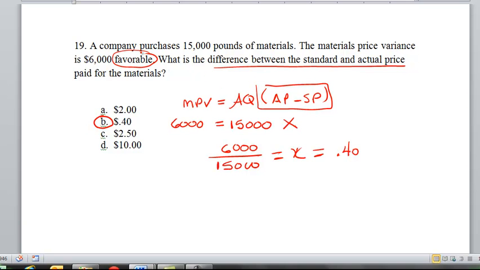which one has to be greater? Well, if it's favorable, it says my actual price must be less than my standard price, which means this difference technically is a negative number. But all they wanted to know was what the difference was, so they're talking about the absolute value, so it's 40 cents. But again, favorable means that the difference has to be negative.